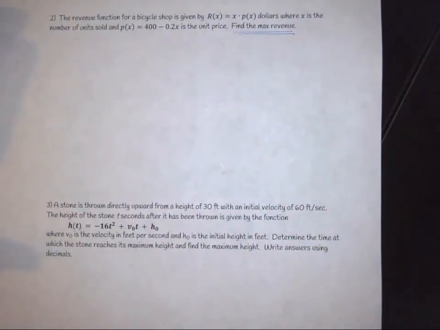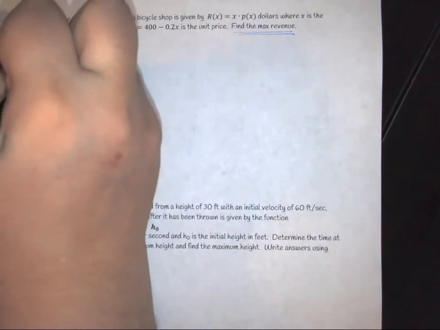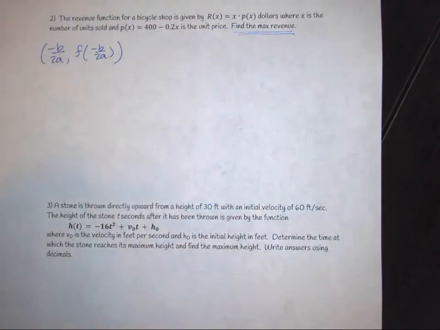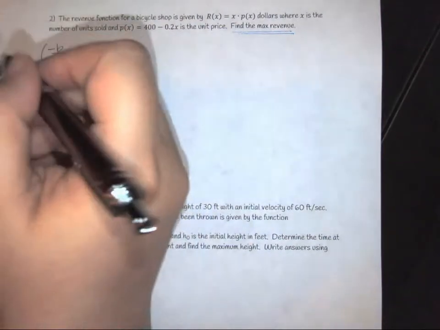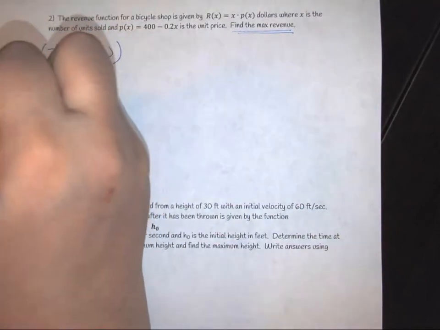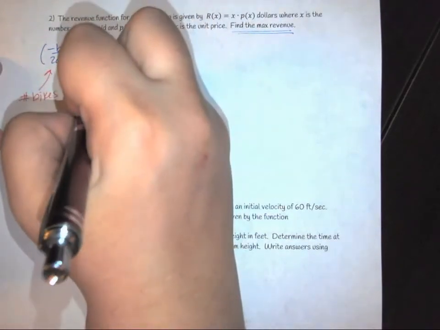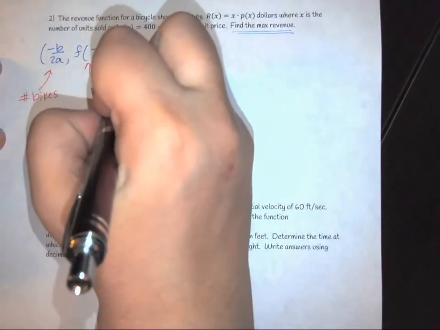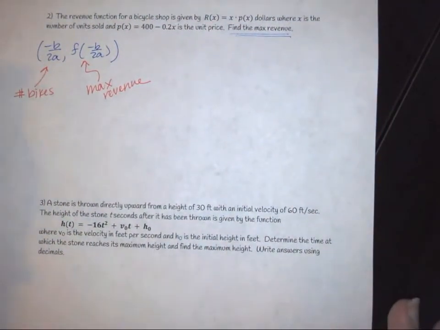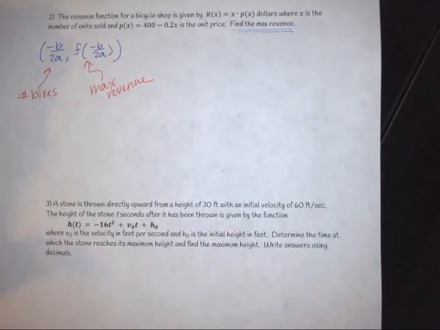So again, we need to take a look at what do we know. Well, negative b over 2a, function at negative b over 2a. Again, what does this tell us? Well, this part here is going to tell us the number of bikes, and the second part here is again going to give us max revenue. In order to calculate max revenue, we have to know the number of bikes first.